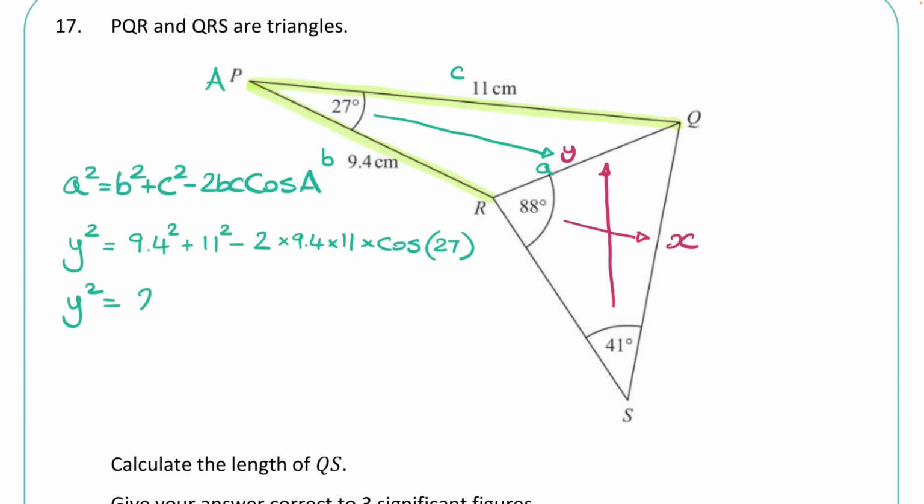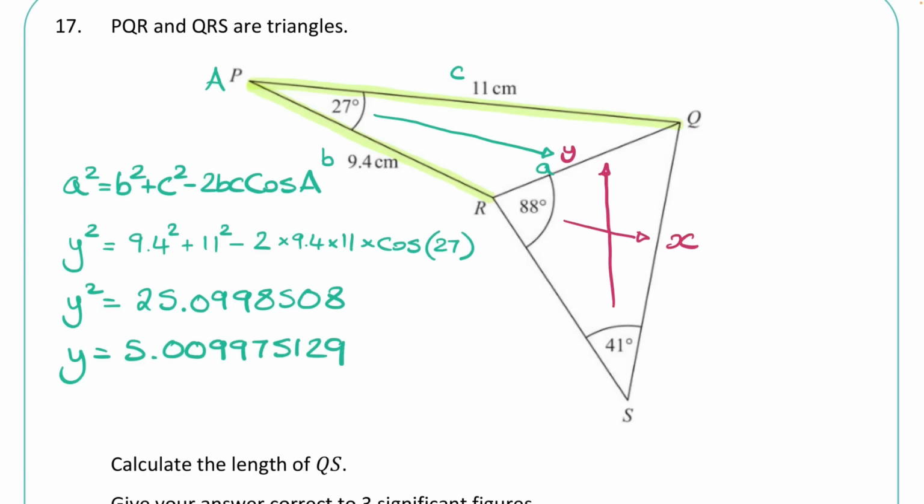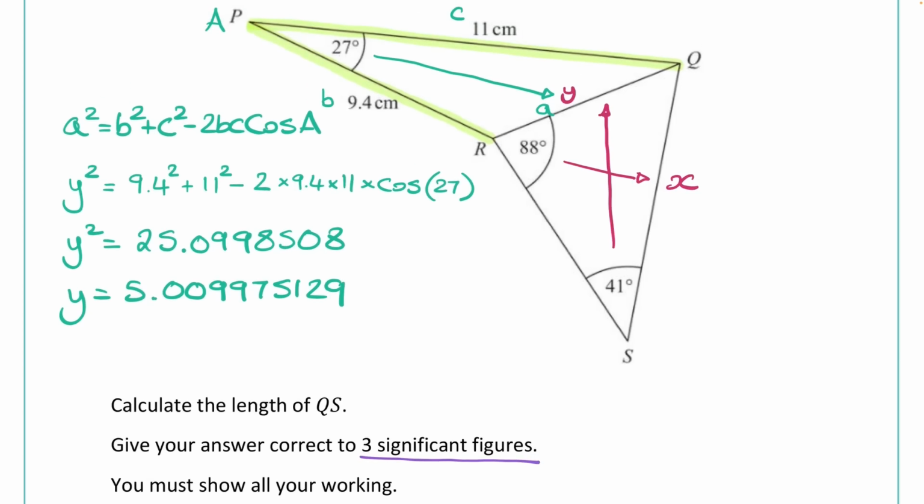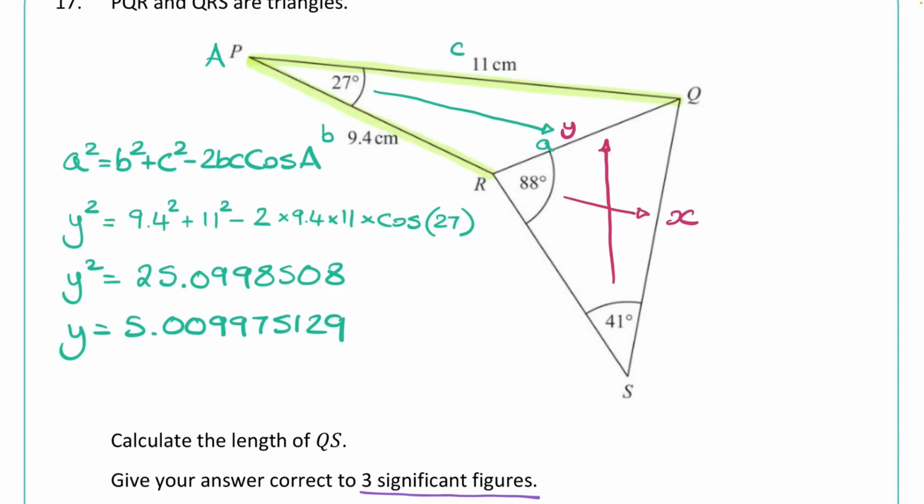So we get y squared is equal to 25.0998508, and then I'm just going to press square root of my answer, and I get y is equal to 5.009975129. Now, we probably could round this number at this point to 5.01. It's so close to it, and it only wants my answer to 3 significant figures. But I'm going to leave the number on my calculator. I'm just going to leave it there completely now.